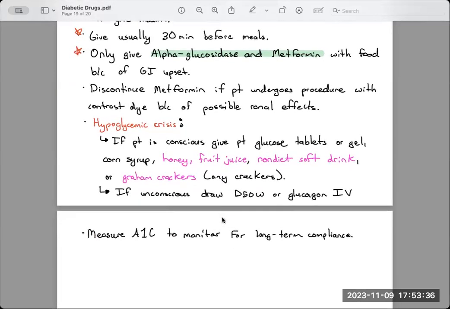If they're in a hypoglycemic crisis, we can give them honey, fruit juice, a non-diet soft drink like soda, or graham crackers. If they're unconscious, we can give dextrose 50% in water IV, or glucagon IV or IM.